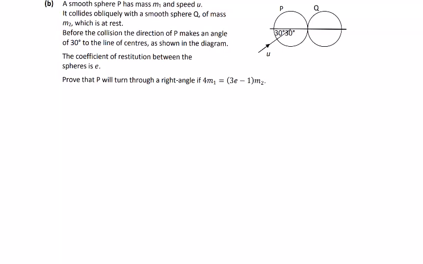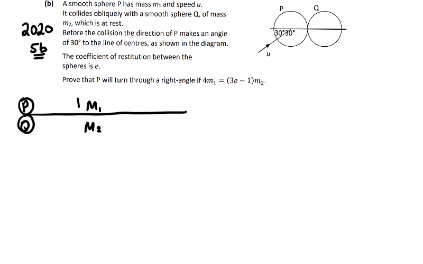2020, question 5b, impacts and collisions. Smooth sphere P has a mass of m1, and Q has a mass of m2. P collides obliquely with Q, which is at rest. So Q is 0i plus 0j.